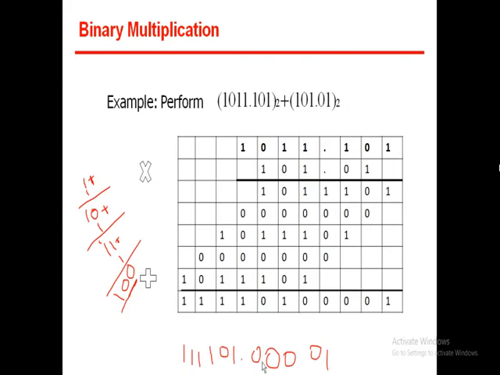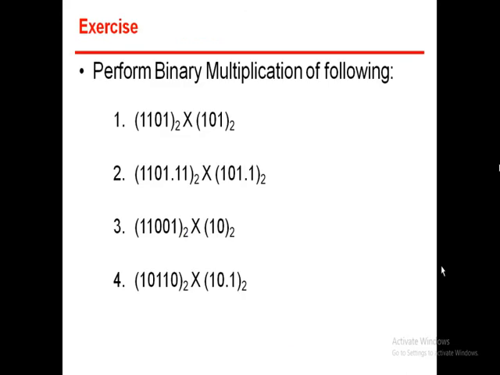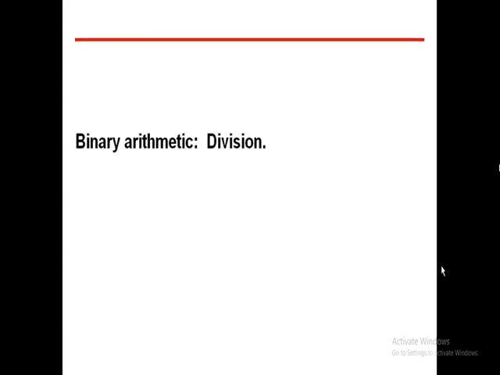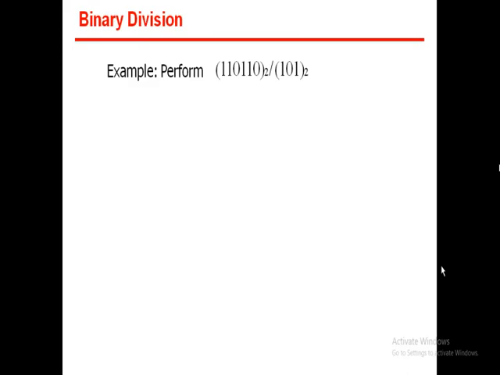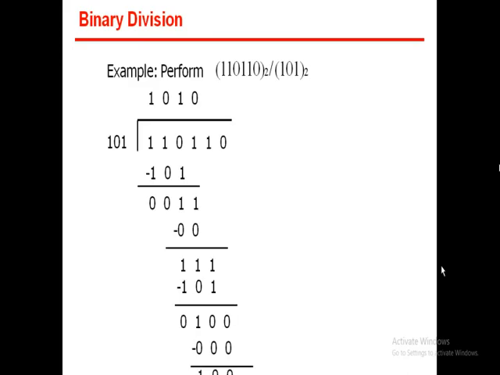Do this exercise. The next one is binary arithmetic division. Division is also of two types, paper method and computer method. Here we discuss the paper method, which is also similar to decimal division.